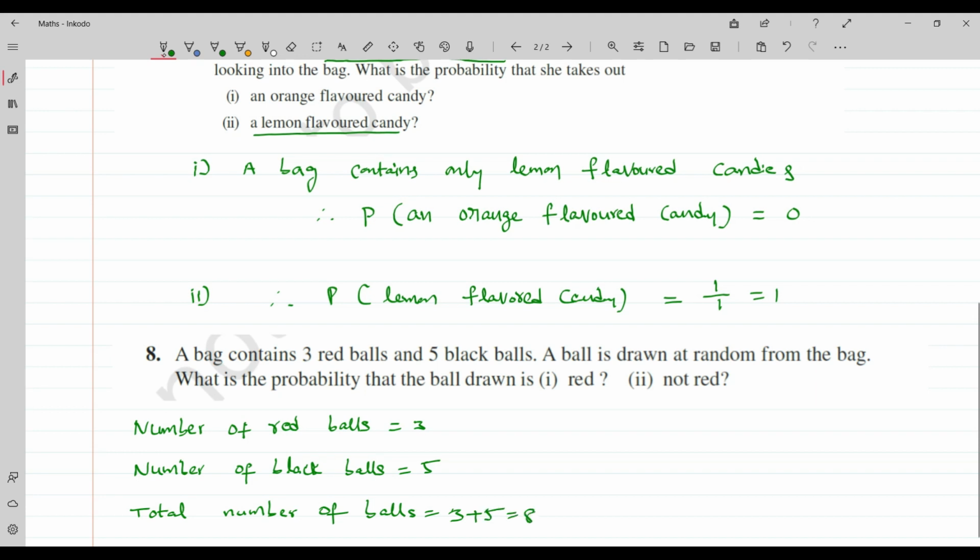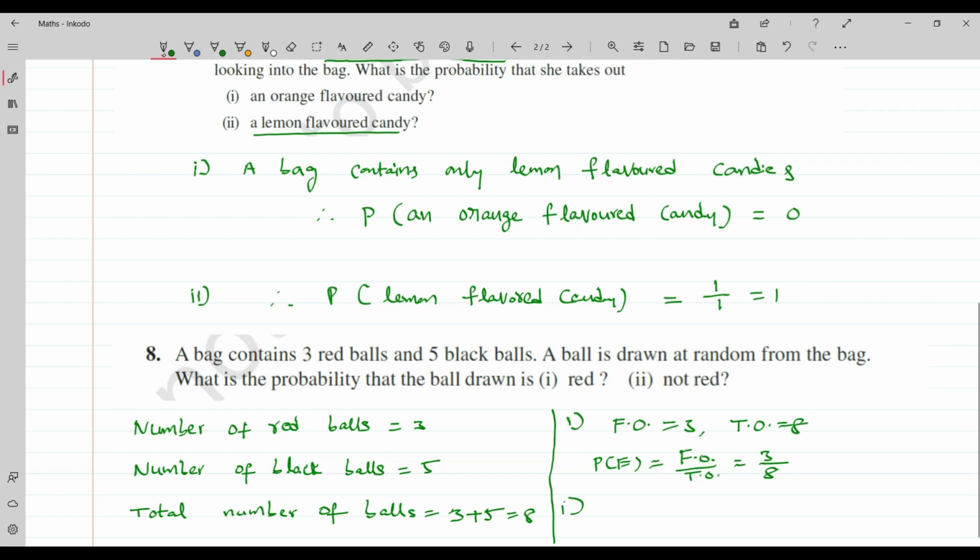In the first part they're asking to find out the probability of getting red balls. So firstly I will write favorable outcomes. Favorable outcomes in case of red balls equal 3, and as we know total outcomes are 8. According to the formula we will write P of E is equal to FO upon TO. FO is nothing but favorable outcomes, TO is nothing but total outcomes, that is equal to 3 by 8.